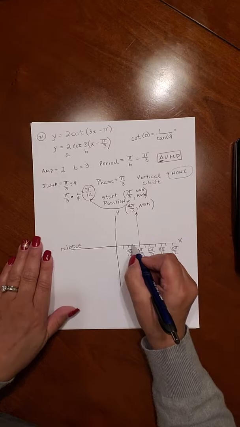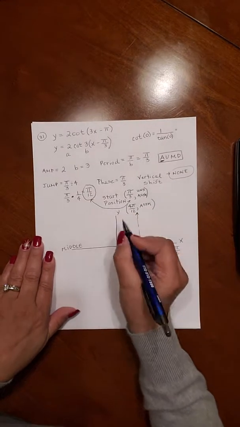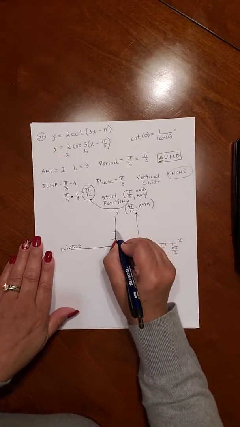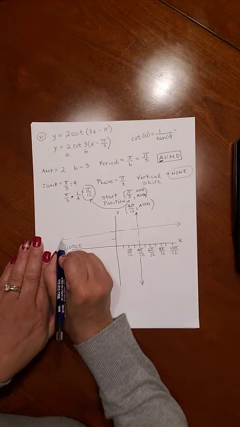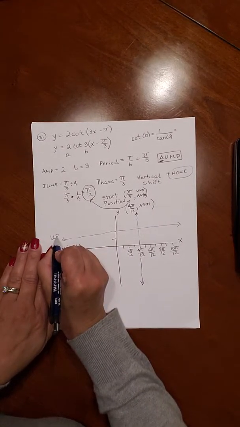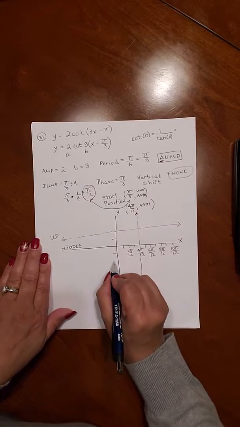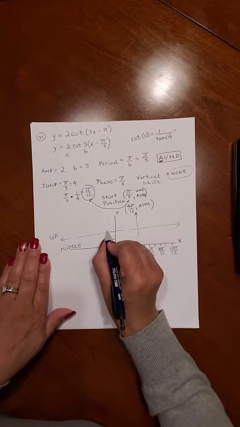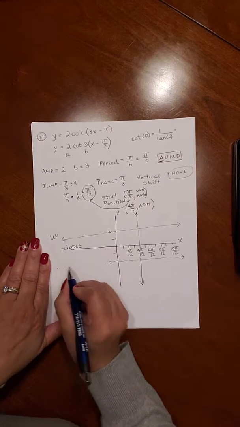And that's controlled by the amp. So from the middle, we're going to amp up 2. 1, 2, and that will be our uppermost shelf. So that's as high as we'll go when we're plotting points, and then amp 2 down from the middle. And we're at -2, and that'll be our lowest level at which we plot points.